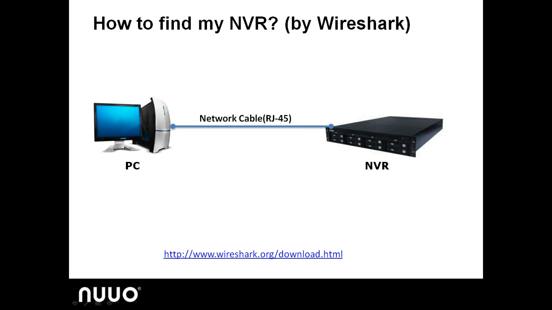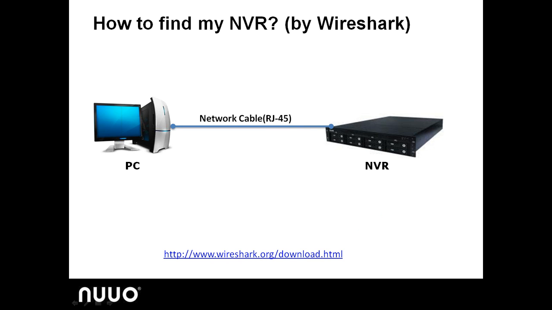If you still cannot find your NVR IP address with the NUUO installation wizard, please download the Wireshark application. Wireshark is a network packet analyzer. A network packet analyzer will try to capture network packets and display that packet data in as much detail as possible. So what we need to do is capture the packets and try to get your NVR IP address information from these packets. You may download Wireshark by this link.